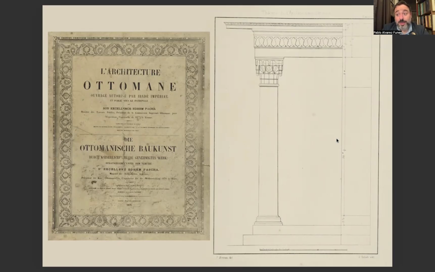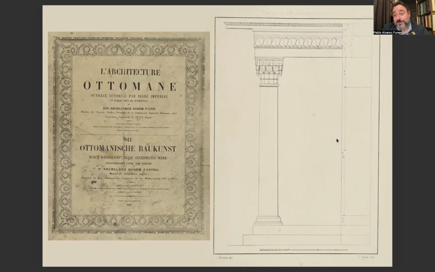Remember that the Ottoman Empire was considered the sick man of Europe. And what the Ottoman Empire is trying to show in that exhibition is: hey, don't call me the sick man of Europe. I am a very advanced country. I am one of the most prosperous empires in Europe. I have my own architecture. And here is my book talking to you about my own architecture. And look, you said that you have your orders.